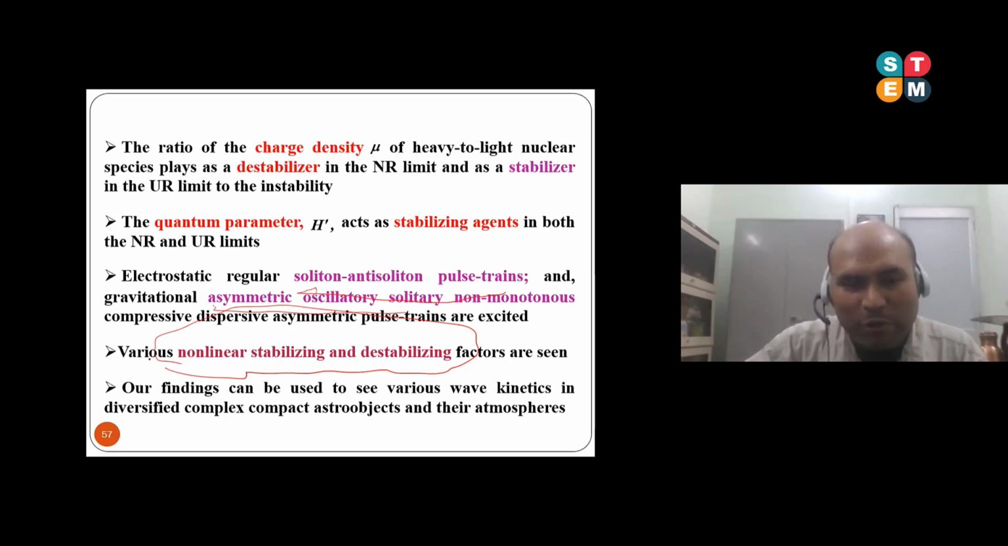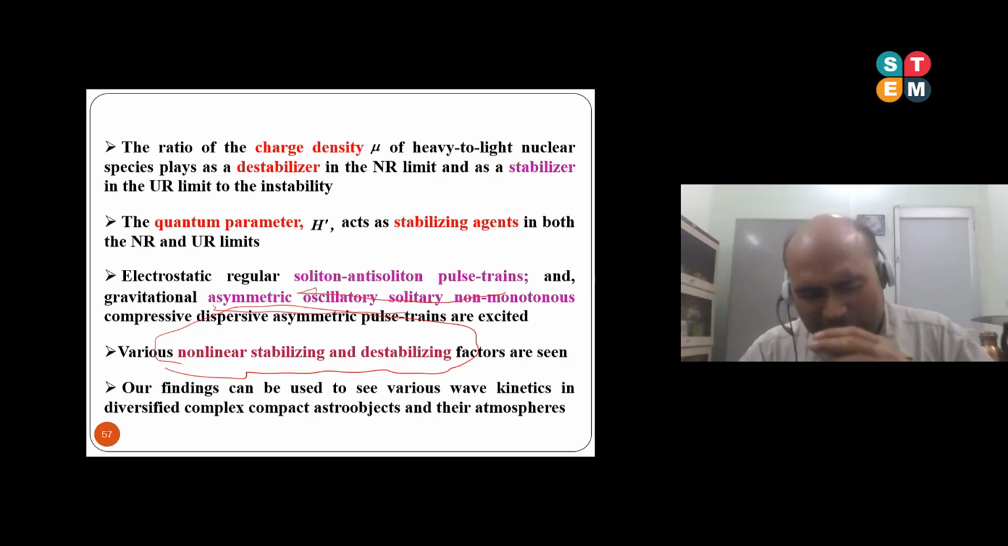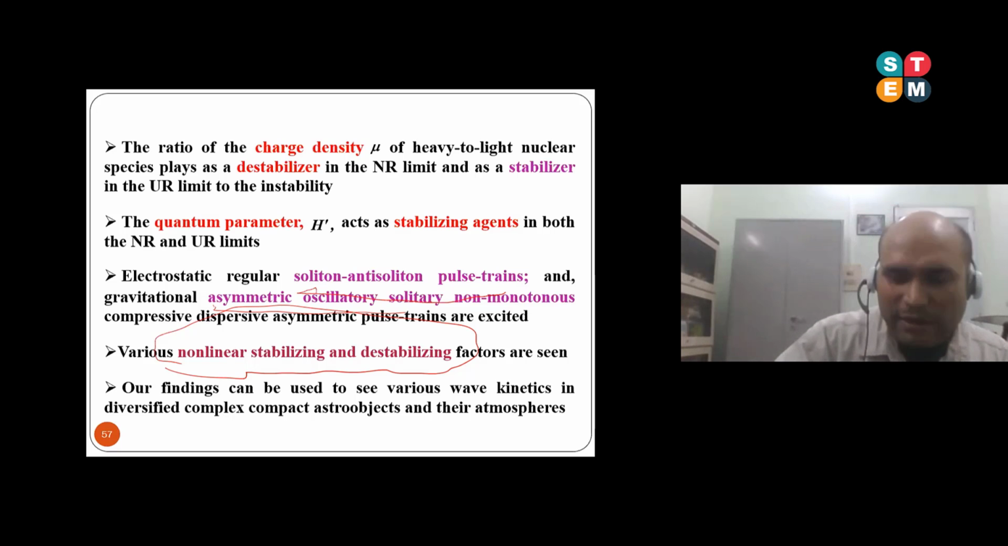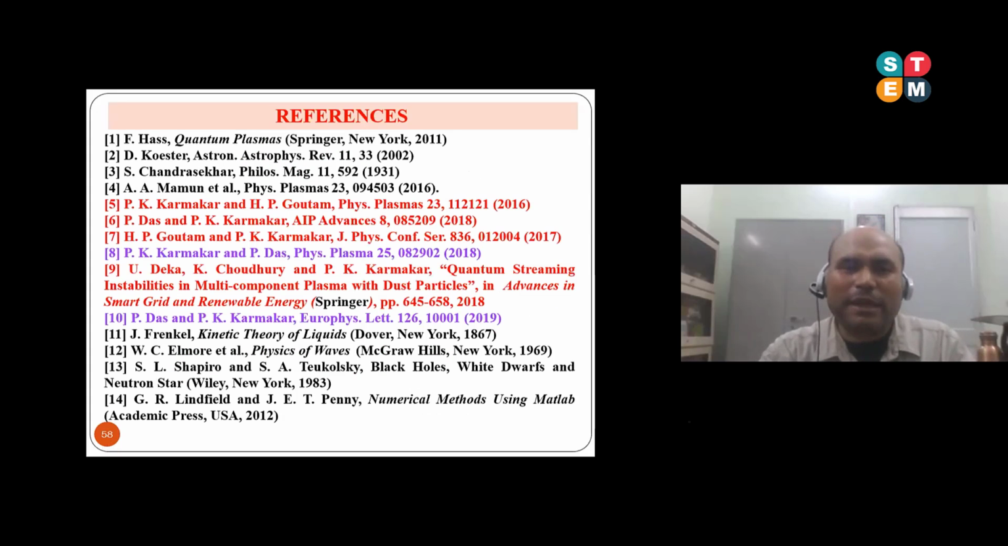From the application point of view, these results are applicable to find the various wave dynamical processes going on inside compact astrophysical objects and the compact astro environment surrounding them. For example, as I have shown, in the case of white dwarfs, dust particles are there, and various nuclei are also there. So this model can be applied to study the stability of all those environments wherein strong coupling is there and the existence of various nuclei is there.